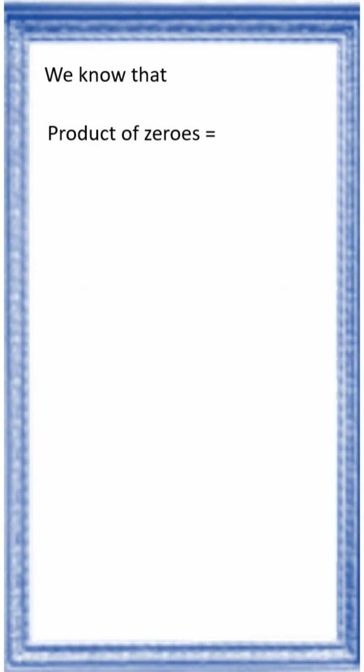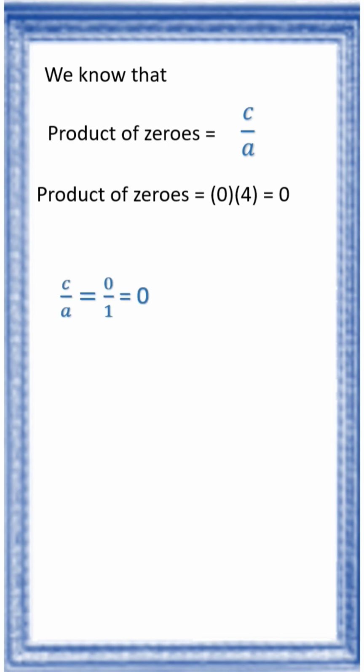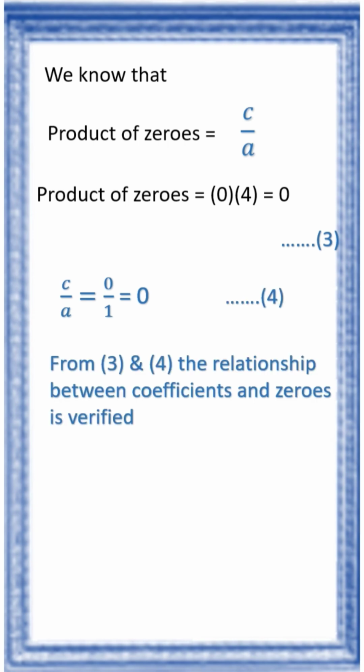Now we know that the product of zeros is equal to C by A. Actually the zeros are 0 and 4. 0 into 4 is 0. Now let us calculate C by A. C is 0, A is 1. That is equal to 0. Let this be equation number 3, this be equation number 4. From 3 and 4, the relationship between the coefficients and zeros is verified.